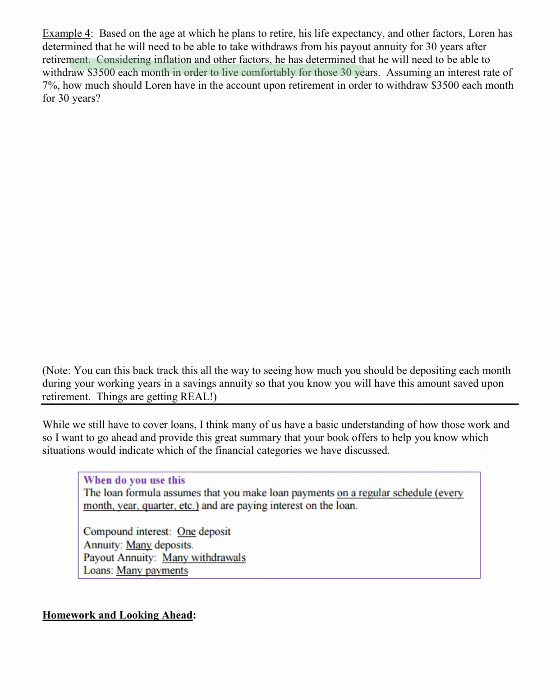So let's start to list what we have. We want $3,500 a month. So that's my D. We want to do it for 30 years. I've got a nice 7% interest rate. And let's see, what else do we have? We have compounded monthly. So the only piece we're missing now is that PO. We need to know how much is in the account at the start to make this happen.